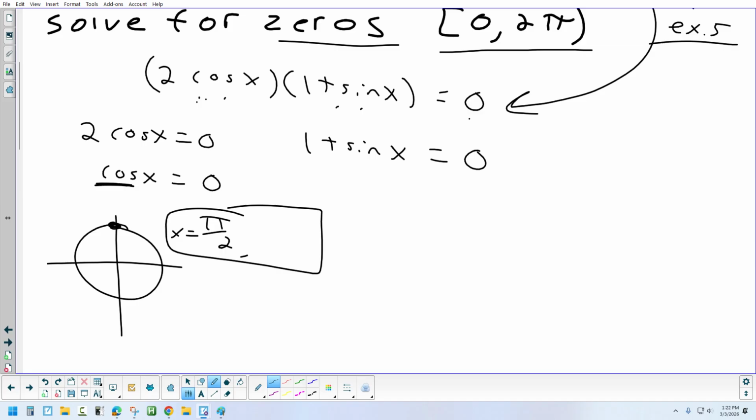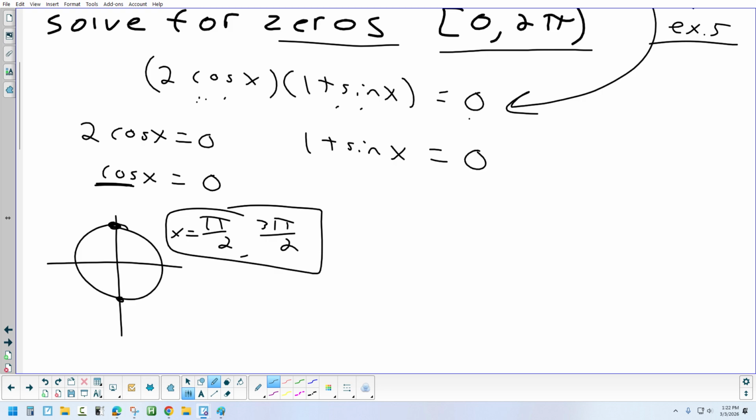And what else? Yeah. 270. There are 2 angles that have a cosine of 0. In other words, there are 2 angles that have an x value of 0.